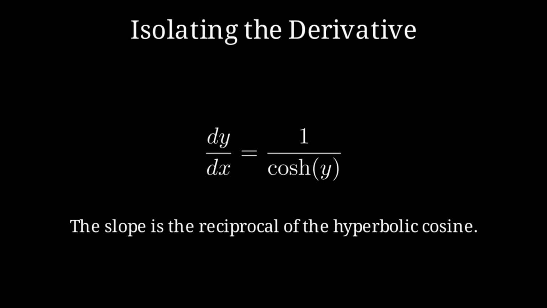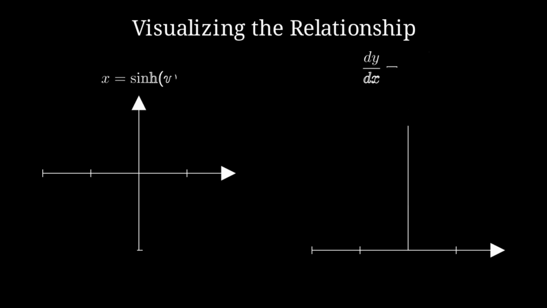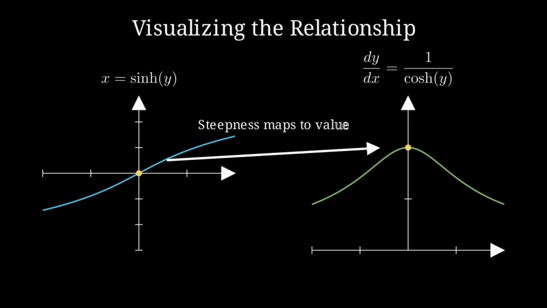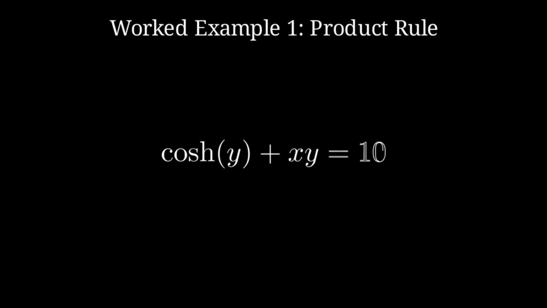This result tells us the rate of change at any point on the curve, expressed in terms of the vertical coordinate y. Visually, as y increases, cosh of y also increases, which means the fraction 1 over cosh of y becomes smaller. This matches our graph, where the slope of x equals sinh of y flattens out as we move further from the origin. Now let's try a more complex example, cosh of y plus x times y equals 10.